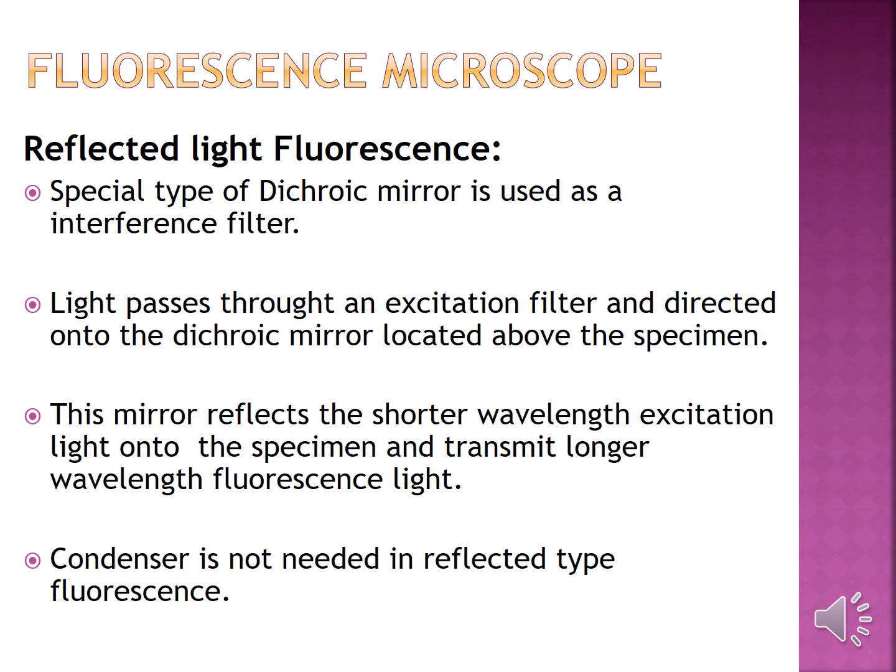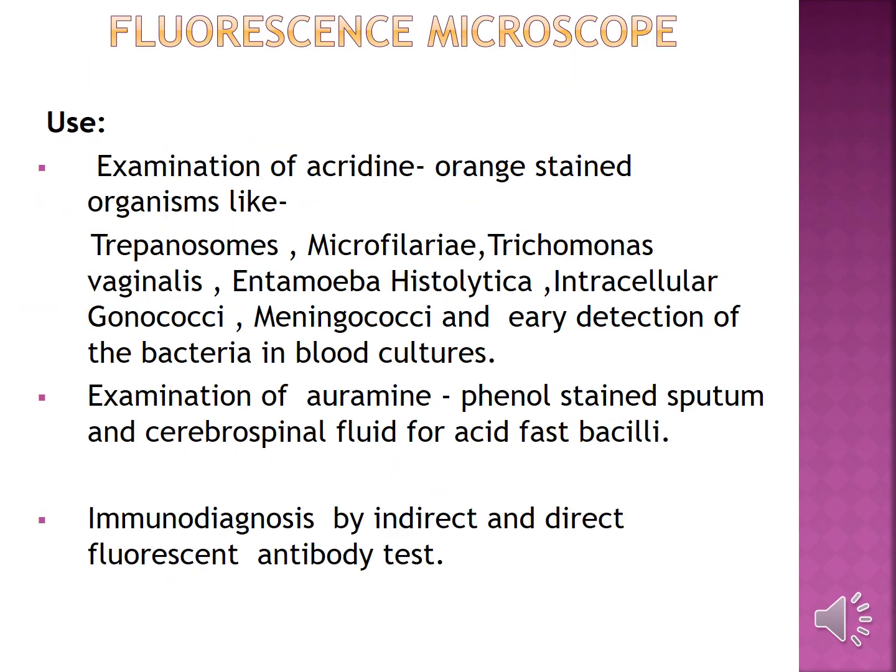A special type of dichromatic mirror is used in reflected light fluorescence, which uses an interference filter. Light passes through an excitation filter and is directed onto the dichromatic mirror located above the specimen. This mirror reflects the shorter wavelength excitation light onto the specimen and transmits the longer wavelength fluorescent light. A condenser is not used in reflected type fluorescence.